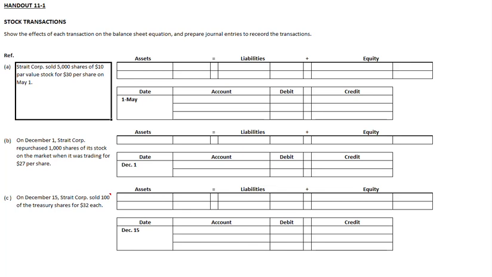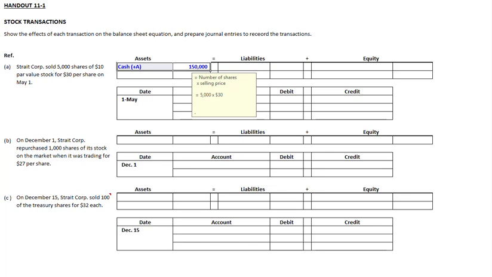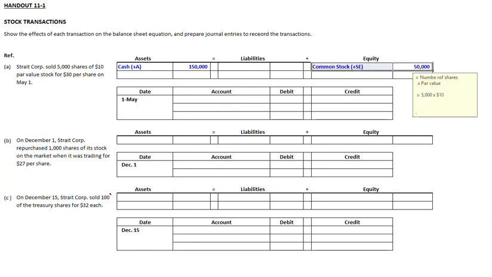So we're going to have a cash inflow of $150,000. That's 5,000 shares at $30 per share. So we have an increase in assets and we will have an increase in equity. Now we record common stock transactions at their par value. So we'll increase common stock by 5,000 shares times $10 per share, or $50,000.